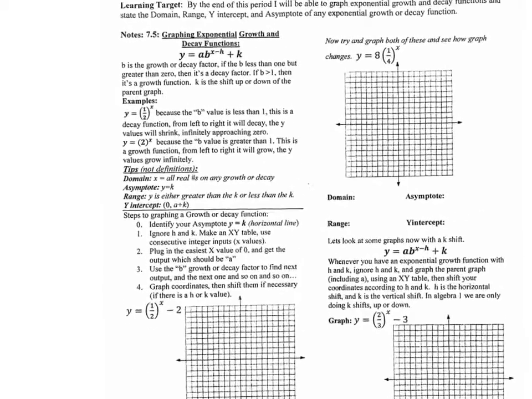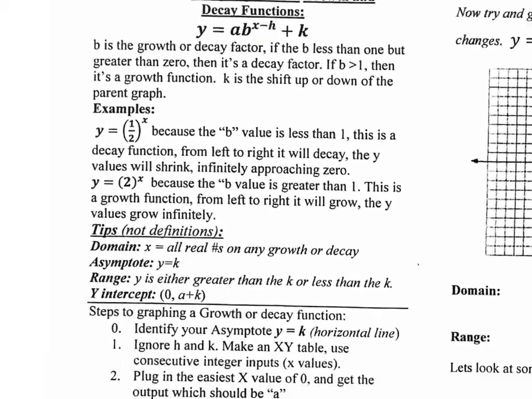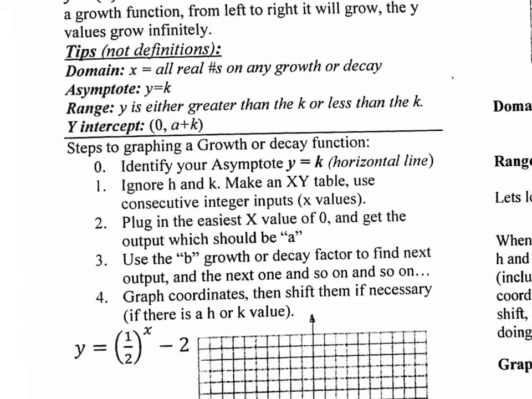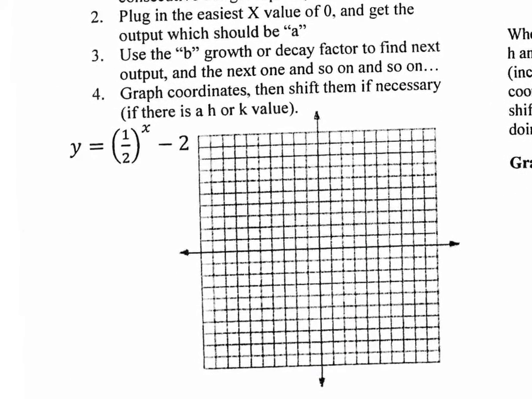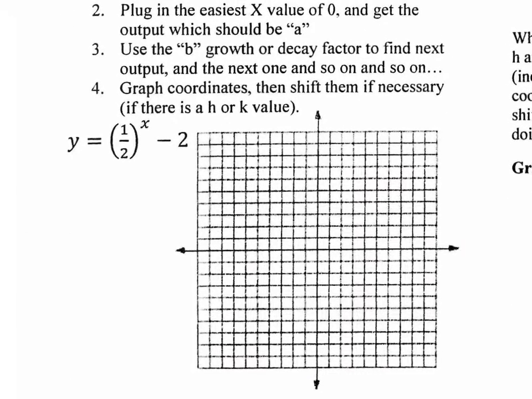Okay, so it has all the notes that you need right here about growth or decay functions. We already know that the difference is if your base is greater than 1, it's going to grow from left to right. If your base is less than 1, it's going to decay from left to right. It's going to decay towards your asymptote. We already know that the asymptote is the k value, y equals k, which in this case would be the asymptote y equals -2. We already know all these things.